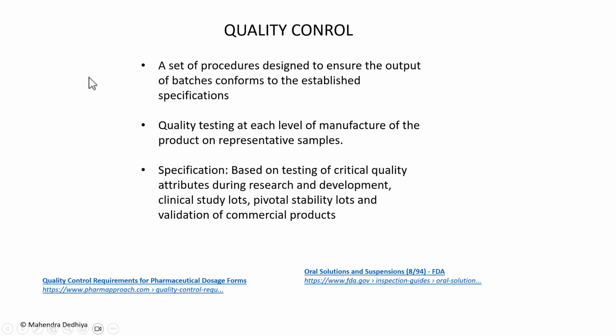Quality control is the second element in the quality of a product. Quality control is a set of procedures in a lab for a specific batch to the established specification. Quality testing at each level of manufacturing needs to be done on a representative sample. Specifications are based on CQA, clinical lot testing, pivotal stability lots, and validation of commercial products. Specifications are justified based on that.